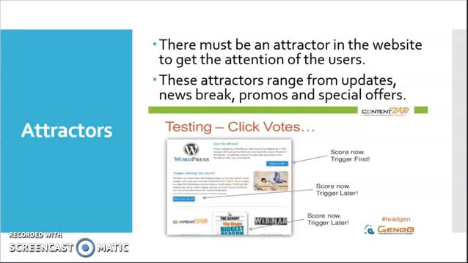Now, these attractors range from updates like news breaks, promos, and special offers. For example, some websites give freebies when the users answer a survey or pursue registering in the website. Other websites also run special offers on selected items featured in the website. So those are attractors.